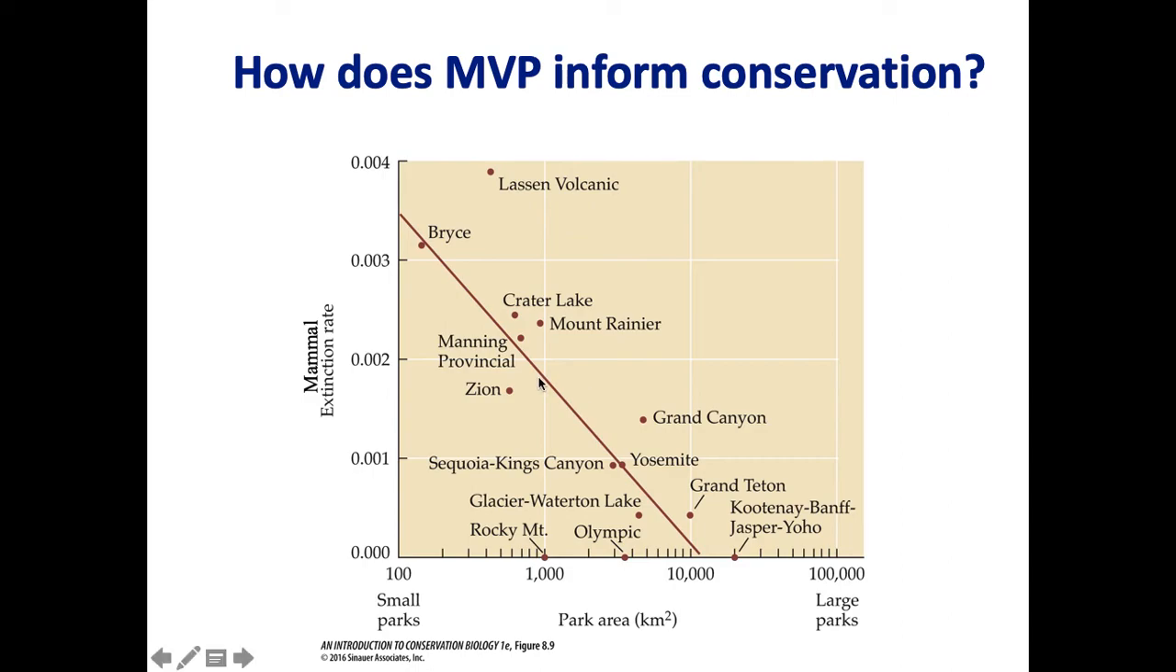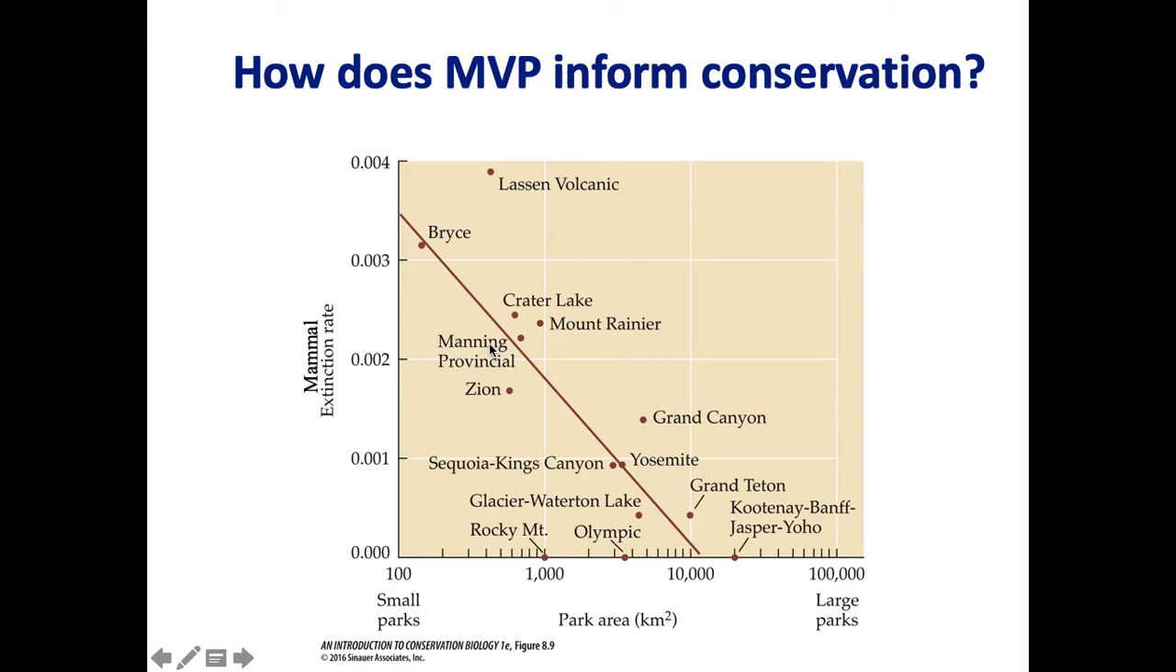So this is similar, but it actually looks at particular parks. You can see these are national parks in the United States, and this shows how big they are on the x-axis, and it's on a log scale, which means it goes up by an order of magnitude. And then we have the mammal extinction rate. So somebody went out and collected old species lists for all these different national parks, and then looked at which of the species were still there. And they correlated that with the size of the national park.